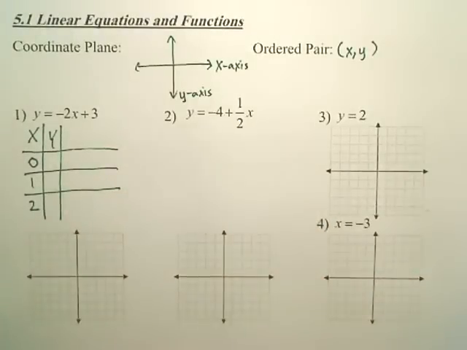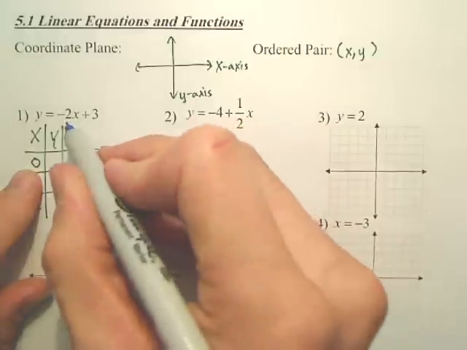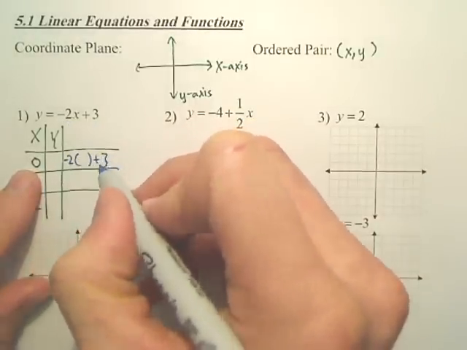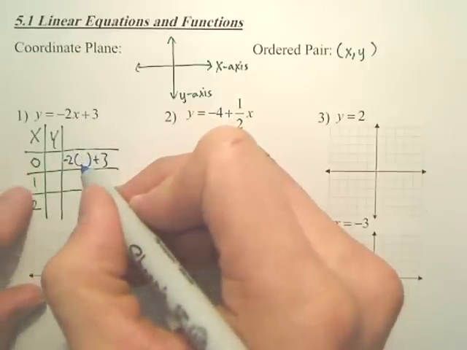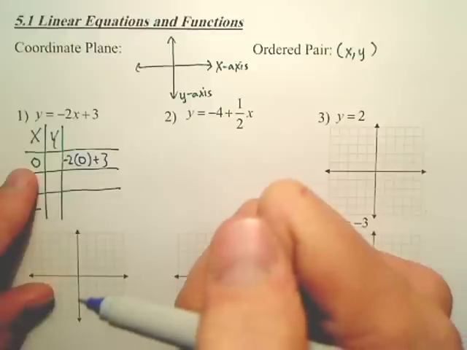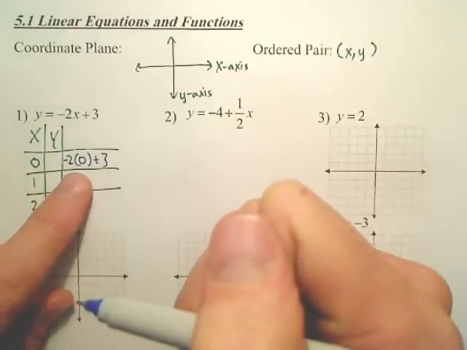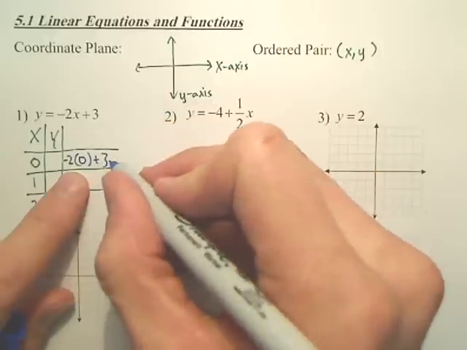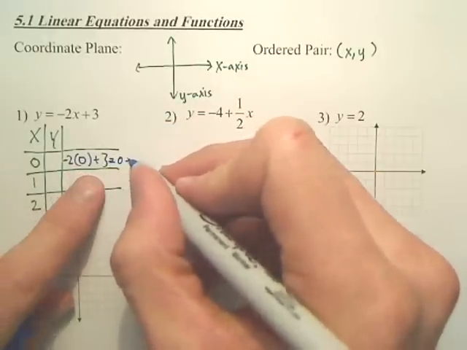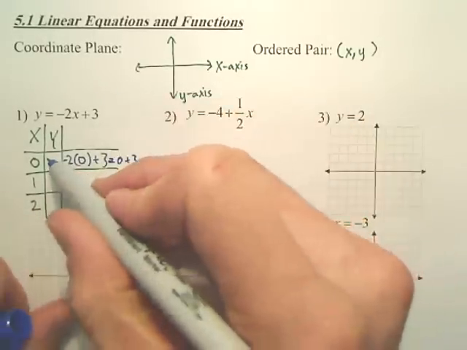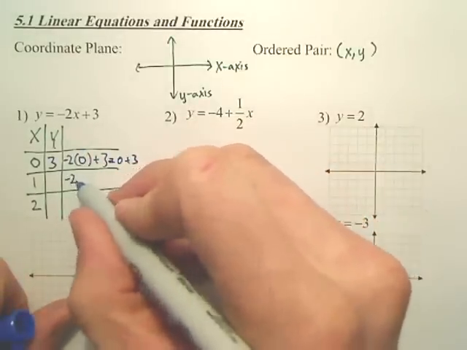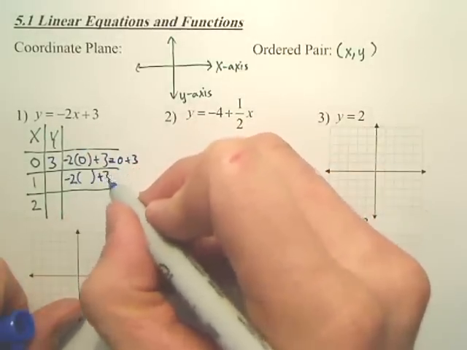And what we do is we're going to take these numbers and plug them into this equation. What I did is I took x and I'm replacing x with that 0. Negative 2 times 0, choose any numbers. Negative 2 times 0 is 0. 0 plus 3 is 3. You're going to do the same equation over and over again.